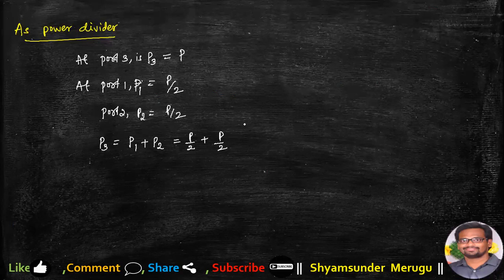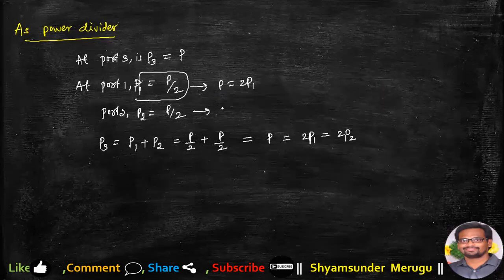So it will be equal to 2P by 2, which is P. This can also be written as 2P1, or equal to 2P2. So P will be equal to 2P1, and in this case P will be equal to 2P2. In that sense, we have written this particular expression here.